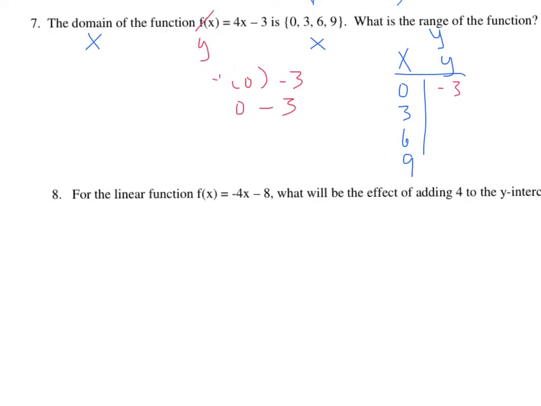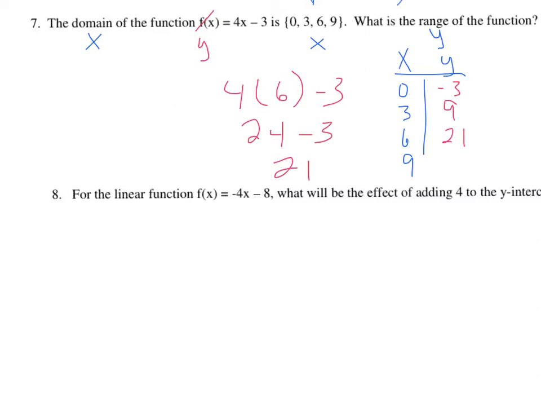Then we're going to substitute in 3 for x. So 4 times 3 minus 3. 4 times 3 is 12. 12 minus 3 is 9. So when the value of x is 3, the value of y will be 9. Okay, now we are going to substitute in 6 for the value of x. 4 times 6 minus 3. 4 times 6 is 24. 24 minus 3 is 21.